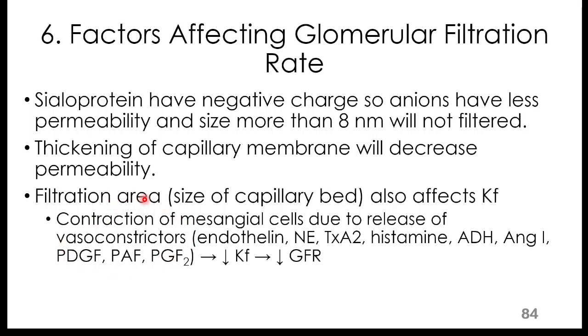Now, the filtration area can be physiologically reduced when there is contraction of mesangial cells due to release of vasoconstrictors. So let's give an example now. For instance, if an individual was having a hemorrhage, say somebody involved in a road traffic accident and is bleeding, there will be loss of volume, and there will be a reduction in the systemic blood pressure.